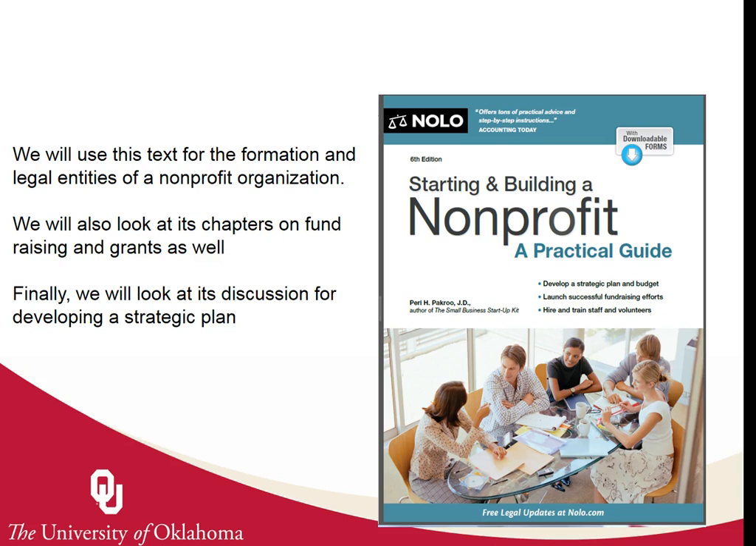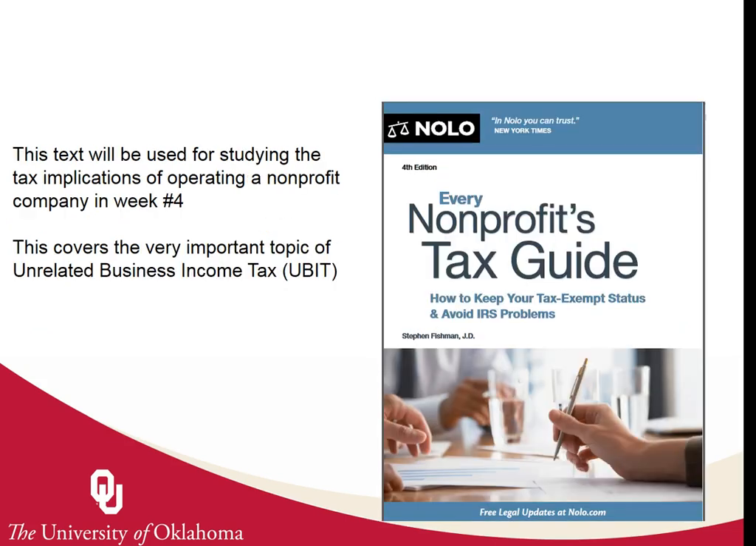The second book that we'll be looking at is from NOLO, which is basically a legal publication. This is Starting and Building a Nonprofit, a Practical Guide. And we'll use this text for the formation and legal entities of a nonprofit organization. This will be basically in the third week. We also look to its chapters on fundraising and grants toward the end of the course as well. And finally, we will look at this book's discussion of developing a strategic plan as well.